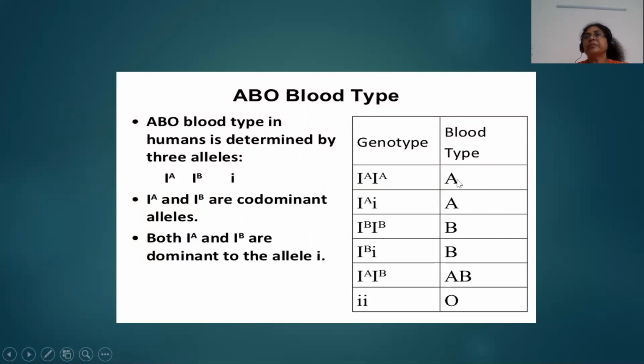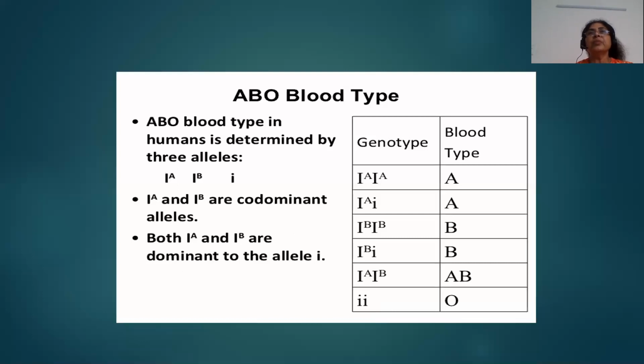Blood group A can have a homozygous genotype IAIA or a heterozygous IAi. Same way, blood group B can have homozygous genotype IBIB, or it can have IBi, a heterozygous. Blood group AB has only one type of genotype IAIB, and blood group O is recessive, and so the genotype is ii.